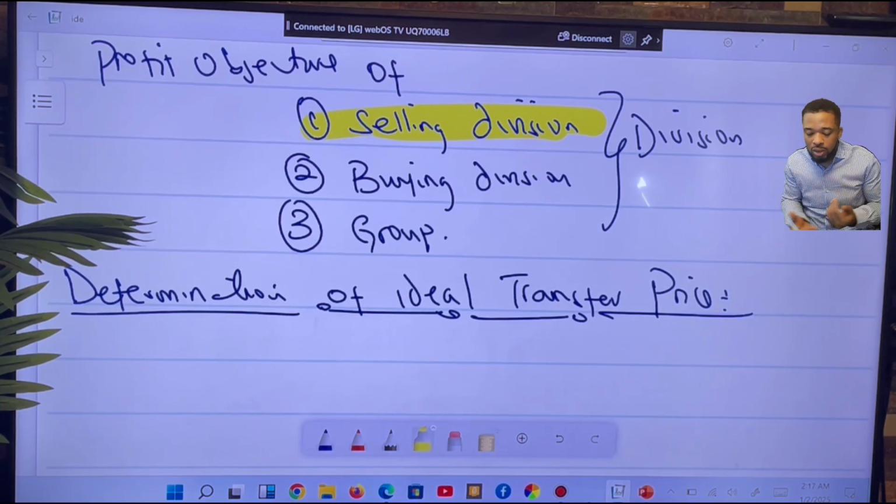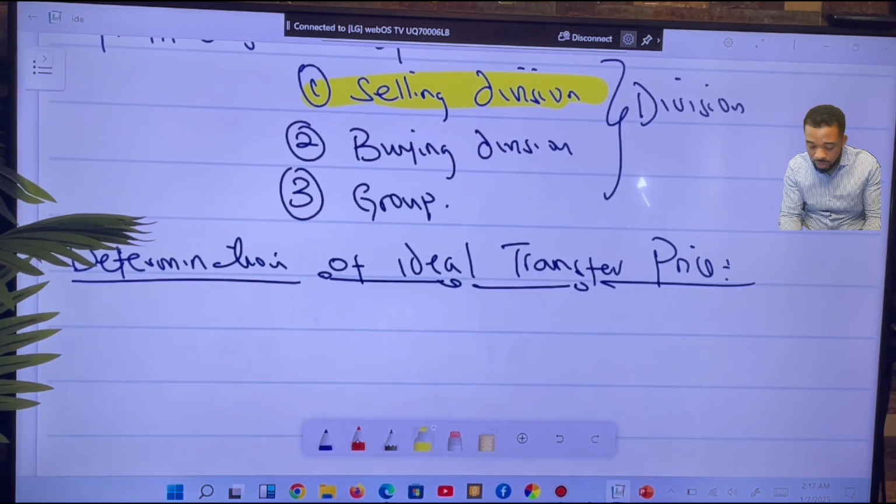If I want to look at the ideal transfer price for the buying division, I'll be looking at the buying division in isolation from the selling division. So I will consider only the buying division, the price at which I will be buying, and I will maximize its profit. And of course, for any price within this ideal transfer price, the group profit will remain unchanged. So let's quickly run into this.